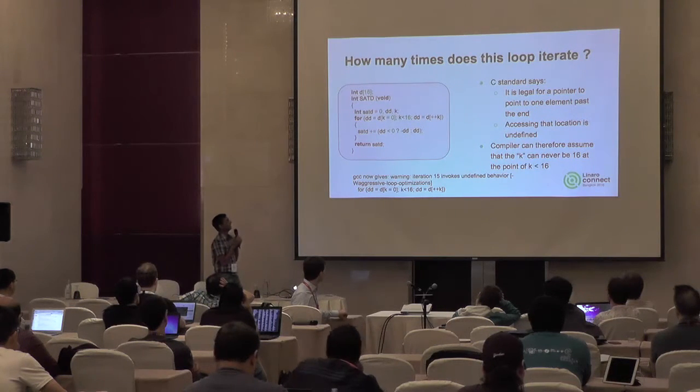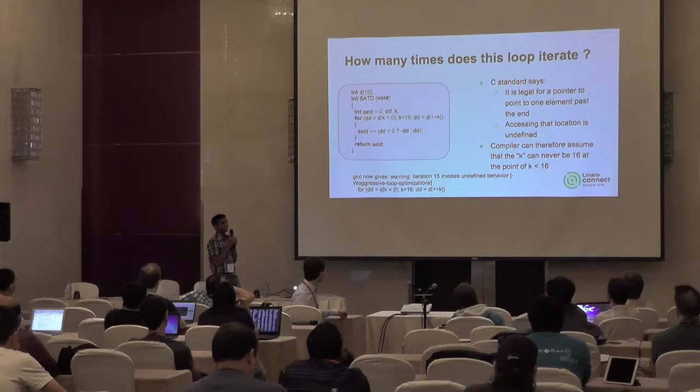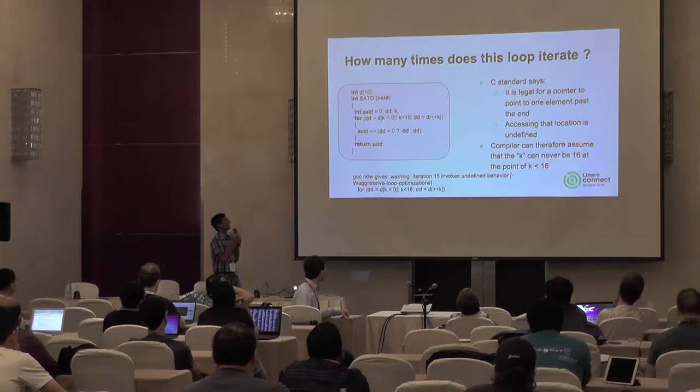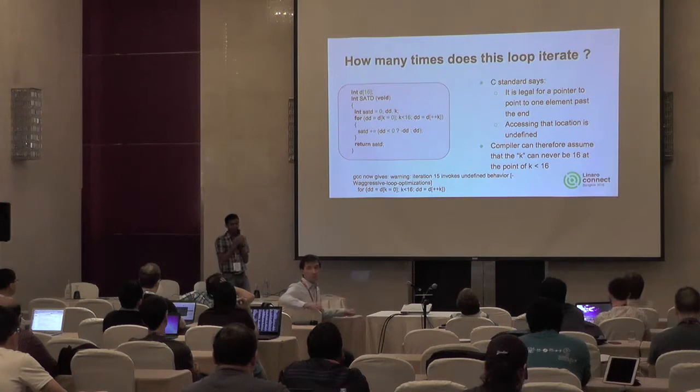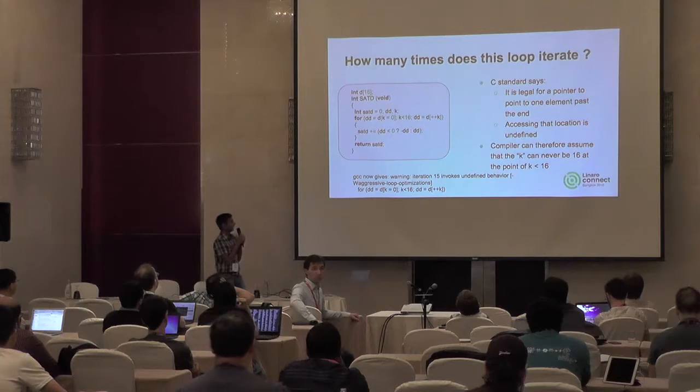So therefore, the condition k less than 16 is always going to be true for a correct program, which doesn't invoke undefined behavior. So GCC saw this and optimized away the condition as always true. That resulted in an infinite loop. In fact, if you compile this piece of code with the current version of GCC, it will give you a warning saying that iteration 15 invokes undefined behavior.